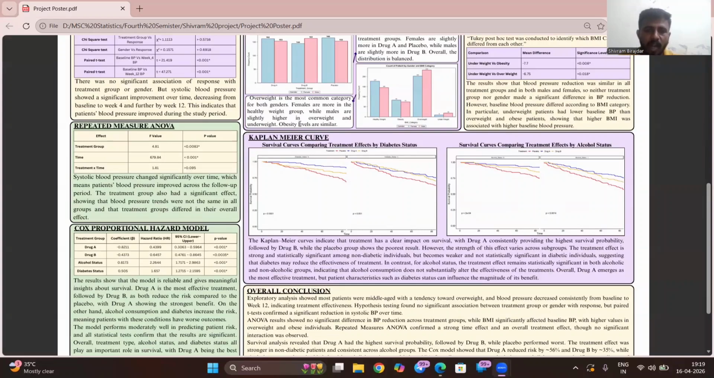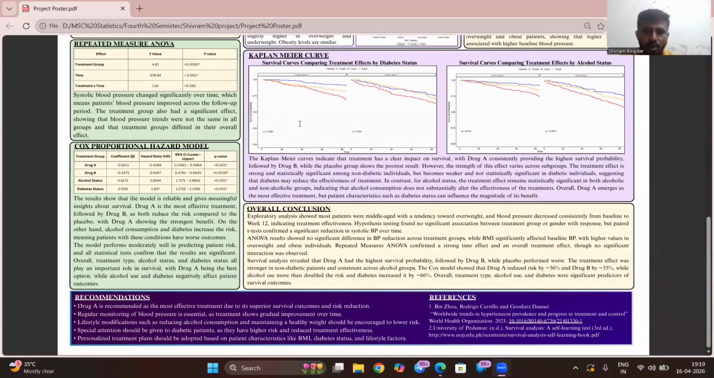From the survival analysis, from the Kaplan-Meier curve, we conclude that drug A has a significantly higher survival probability, followed by drug B and placebo. And the treatment works better in non-diabetic patients, and alcohol does not change the treatment effectiveness as much.